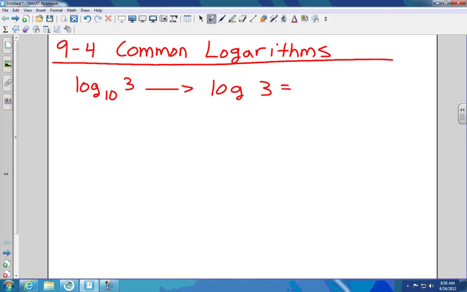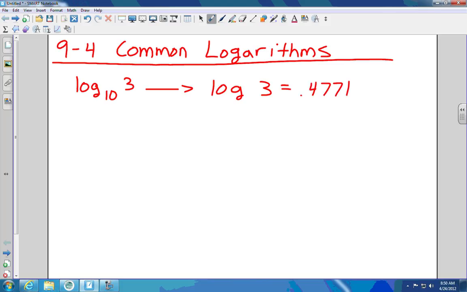So for that problem and a lot of the first section of homework problems, all you were doing is hitting the log key on your calculator and finding out what log 3 is. And I think for the most part you're rounding to 4 decimal places. So what is log 3? 0.4771.